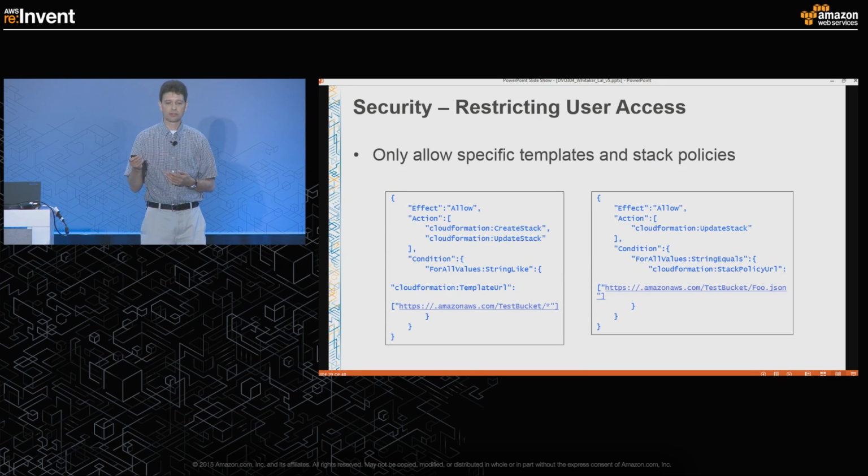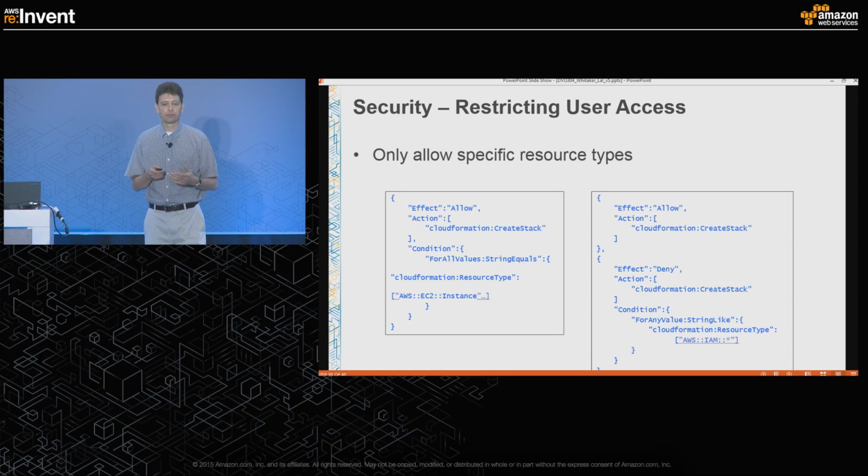On the right-hand side there, it's really the stack policy document. And in this case, we're actually fixing it to say this user has to use this policy document. So it gives you flexibility either way to say either things have to come from a specific bucket or they have to be a specific object as you do those stack operations. So that's one way to restrict user access to which templates can be used, which stack policies can be applied.